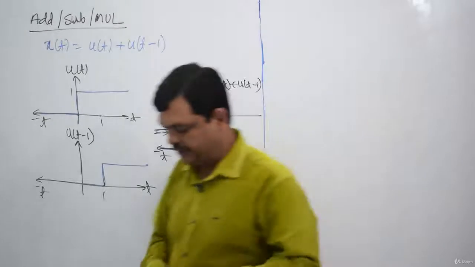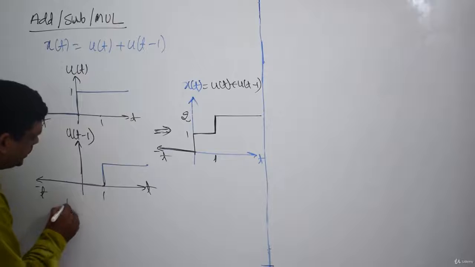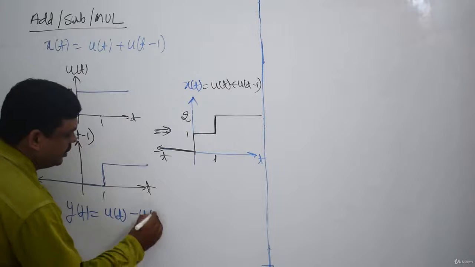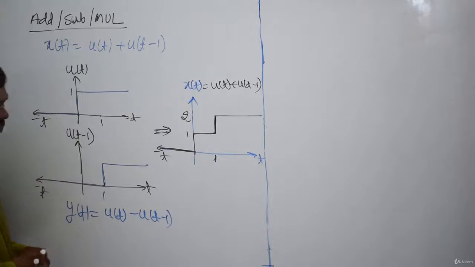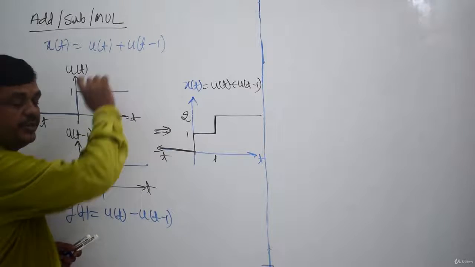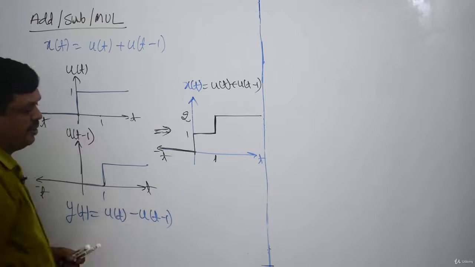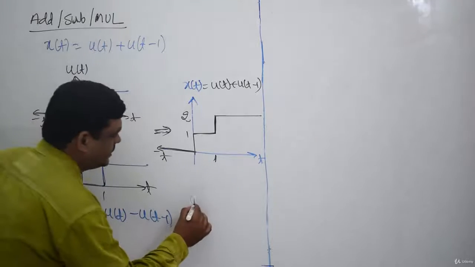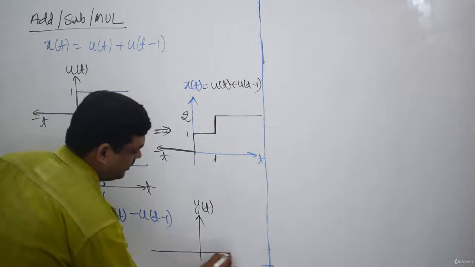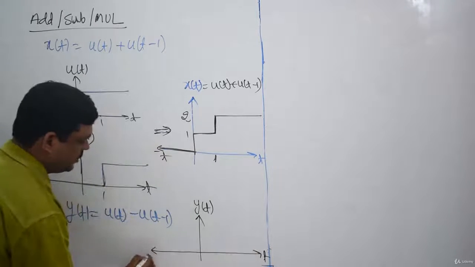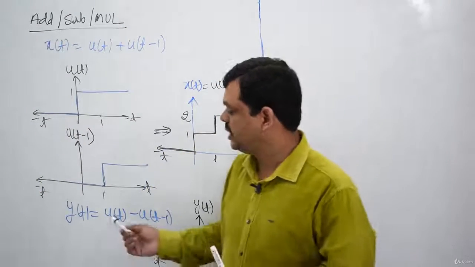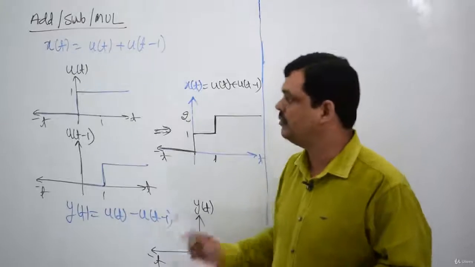Now I am taking one more example, y of t. This y of t is u of t minus u of t minus 1. Here the operation is subtraction, whereas before it was addition. Now I am drawing it directly, this is y of t, with respect to the time axis and the negative time axis. Then perform the subtraction operation of the two signals. I'm taking the same signals, u of t minus u of t minus 1.